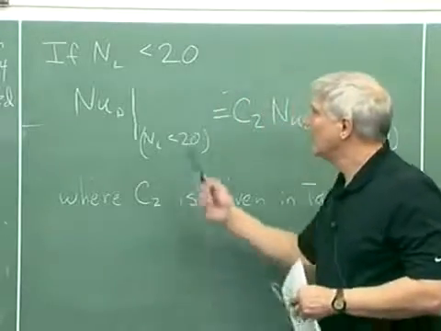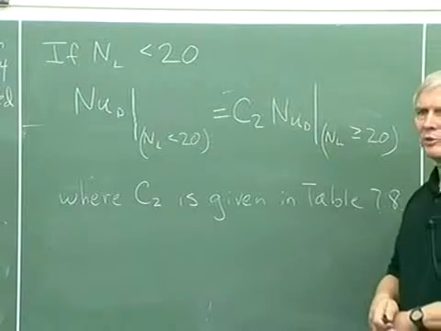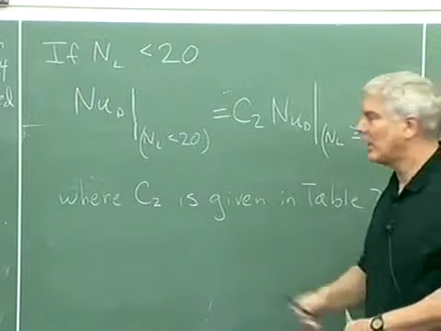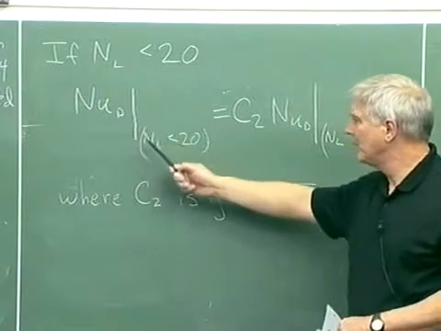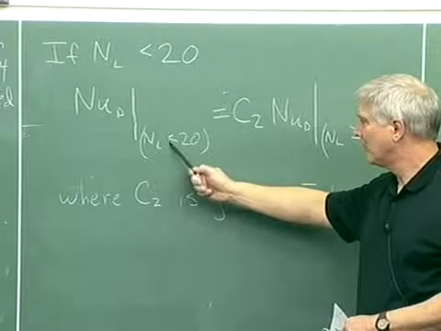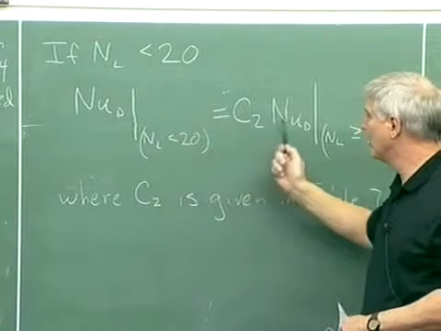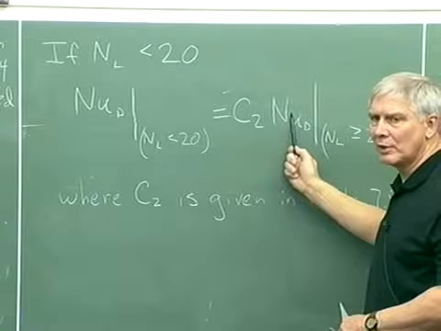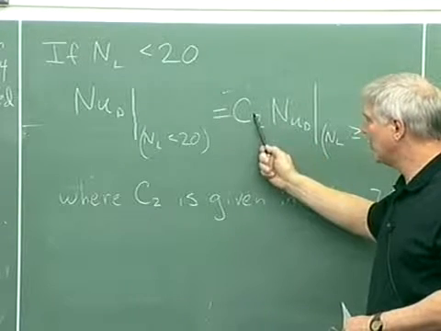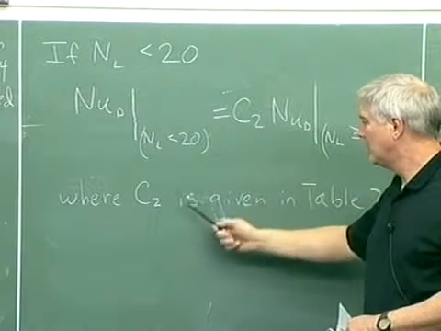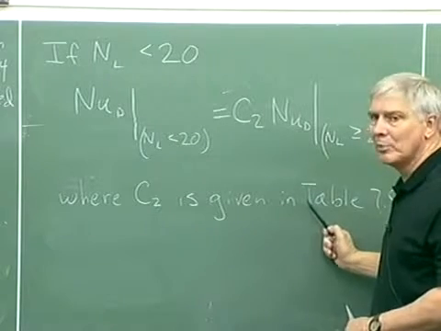Okay, if the number of rows is less than 20, just like before, we can apply a correction factor. The Nusselt number, if the number of rows is less than 20, is equal to the Nusselt number that you calculate for greater than or equal to 20 times some correction factor, C2, and C2 is given in table 7.8.